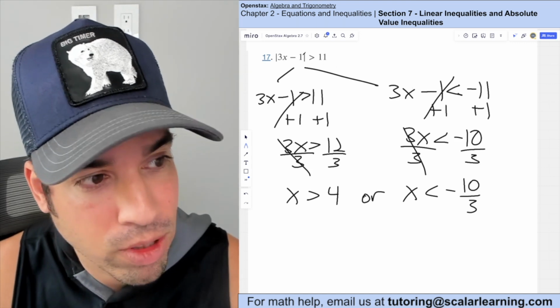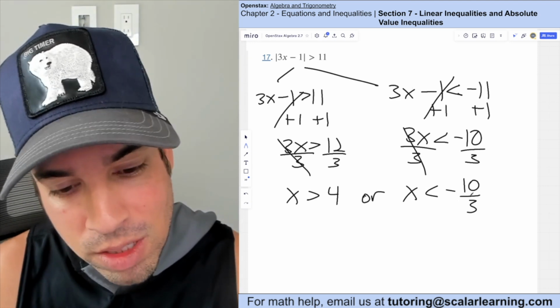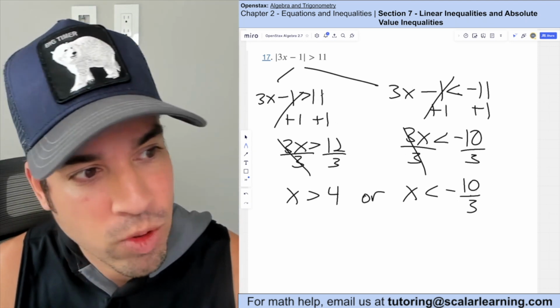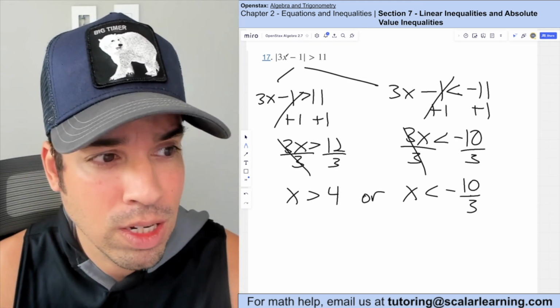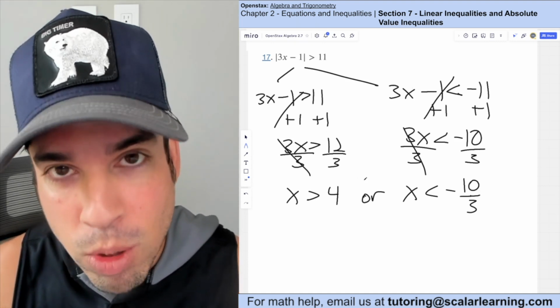So if you plug in 5, for example, 15 minus 1 is 14. 14 is greater than 11. It works. Plug in something less than negative 10 thirds. That's like about negative 3, but a little more. So if you plug in negative 4, it'd be negative 12 minus 1, negative 13. Absolute value of that is 13, which is greater than 11. So both of these work.